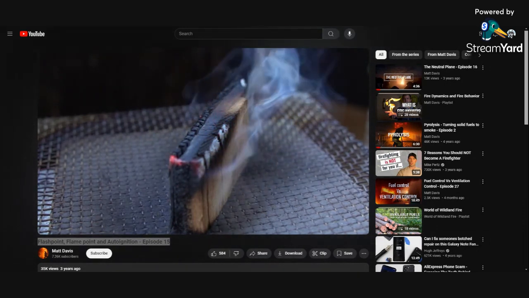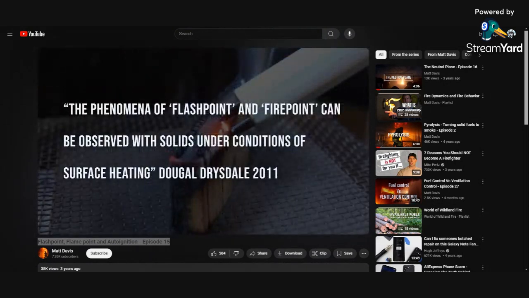Now, after conducting this experiment, I did a little research to see if I could confirm the results that I was getting in the experiment, and I managed to find a quote in one of my reference books that says the phenomena of flashpoint and firepoint can be observed with solids under conditions of surface heating.